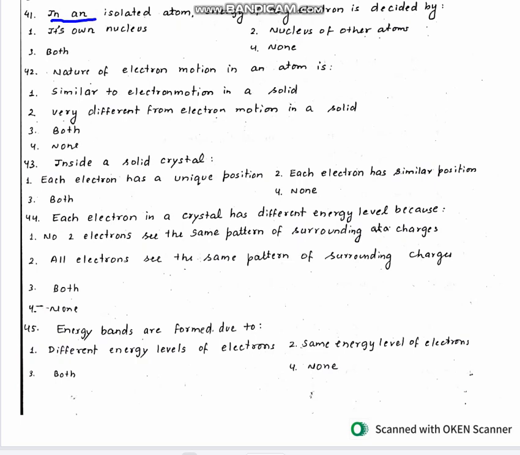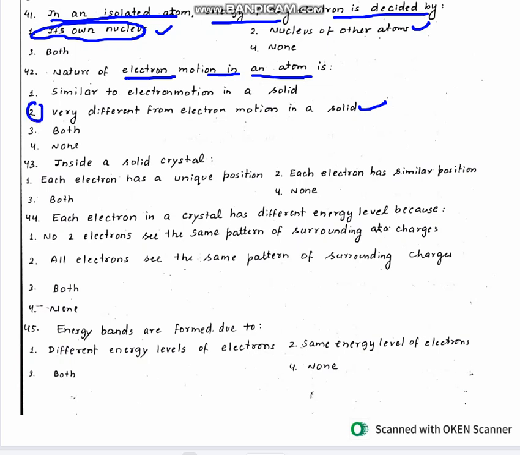It says that in an isolated atom, the energy of any electron is decided by its own nucleus or the nucleus of another atom. In an isolated state, it is influenced only by its own nucleus, so the first is correct. Next is: the nature of electron motion in an atom is similar to electron motion in a solid. Very different, because in a solid an electron is influenced by other nuclei also. So the second is correct over here.